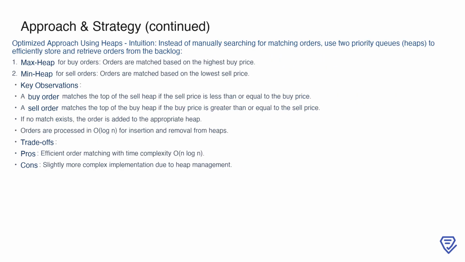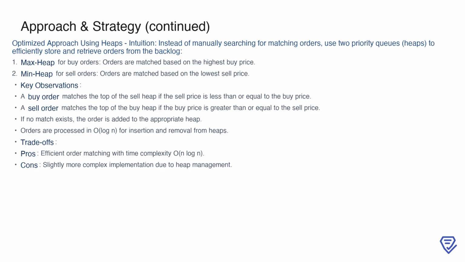Now, to address the inefficiency of the brute force approach, we use an optimized strategy that leverages heaps. Two priority queues are introduced, a max heap for buy orders and a min heap for sell orders. Using these heaps allows us to efficiently retrieve the most relevant orders for matching. Specifically, for a buy order, we check the top of the sell heap to see if there's a sell order with a price that's less than or equal to the buy price. Similarly, for a sell order, we compare it with the top of the buy heap to determine if a match can be made at a price greater than or equal to the sell price. If no match exists, the order is added to the appropriate heap.